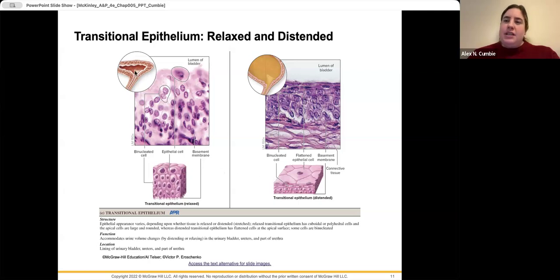When your bladder is empty, meaning it's not being stretched, the cells look cuboidal, okay? But as the bladder gets full with urine, it starts to expand and distend, pushing those cells, kind of stretching them out. And that would make these cells then look less cuboidal and more squamous, just depending on the state of the bladder, which is why we would call this type of epithelial tissue transitional.